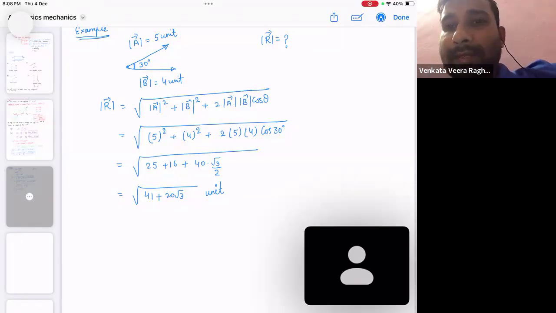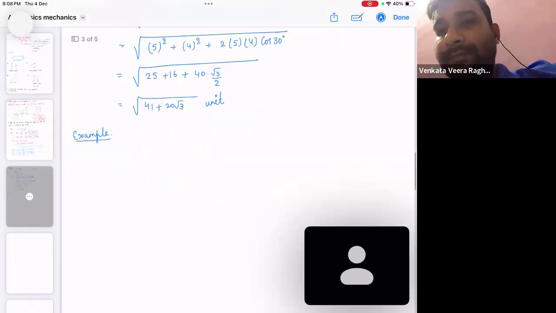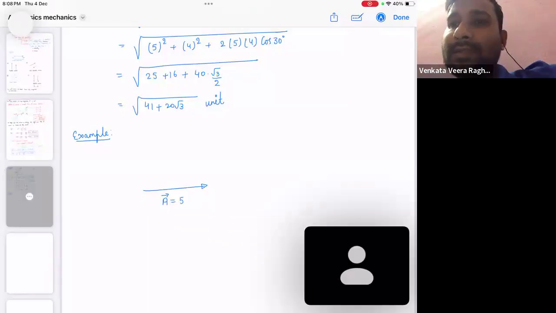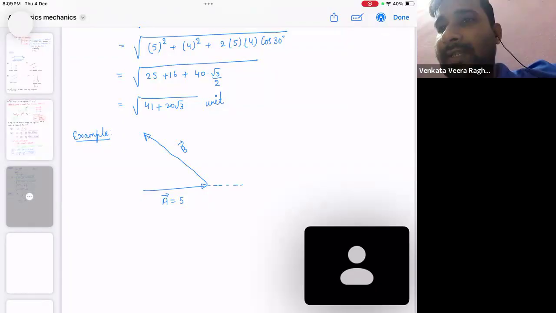Let's see the next one. Next example, what is given to us? Vector A is given to us, okay? Its magnitude is 5 units. And this is the vector B, okay? And the angle between these two vectors is given as 60 degrees.